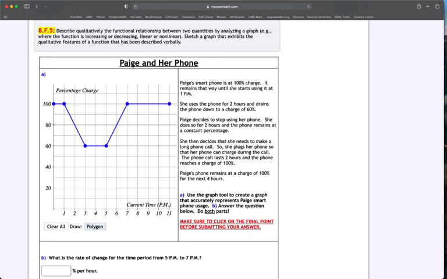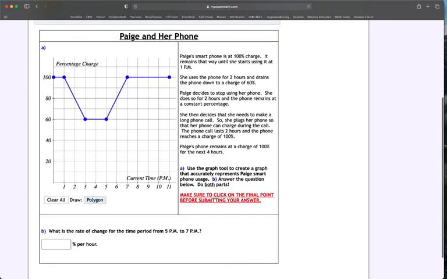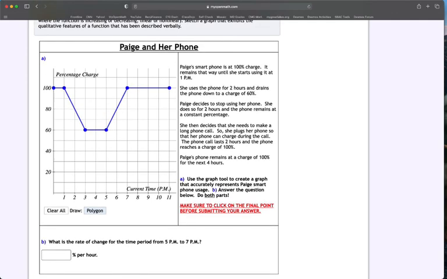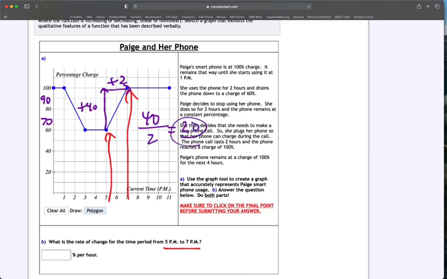So we did part A, which was creating the graph. And then part B down here, it asks for the rate of change for the time period from 5 p.m. to 7 p.m. Well, 5 p.m. is right there. 7 p.m. is right there. So for that part of the graph, we're looking for the rate of change. In other words, the slope. So we would be rising, and we're going by tens here, it looks like. Rising 10, 20, 30, 40 for 2 hours. So rate of change, we can think of that as the same value as the slope. So that would be 20% per hour.